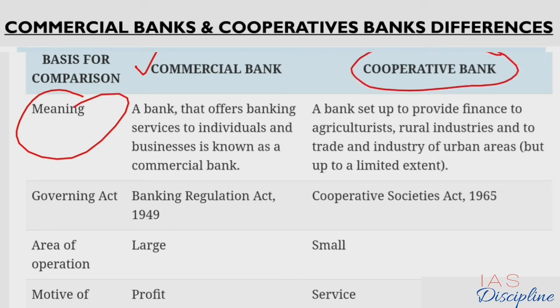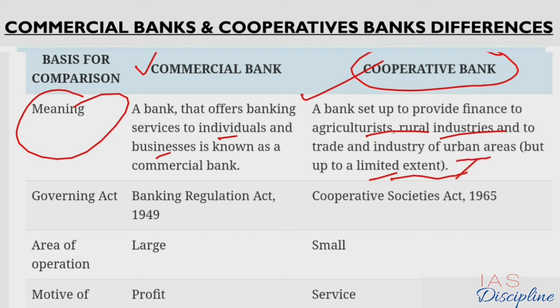Now cooperative banks. A cooperative bank is a bank set up to provide finance to agriculturists, rural industries and to trade and industry of urban areas, but up to an extended limit. Okay. Here the purpose is giving loans to individuals and businesses, and here the purpose is to give loans to agriculturists, rural industries and to trade and industry of urban areas up to a little extent.